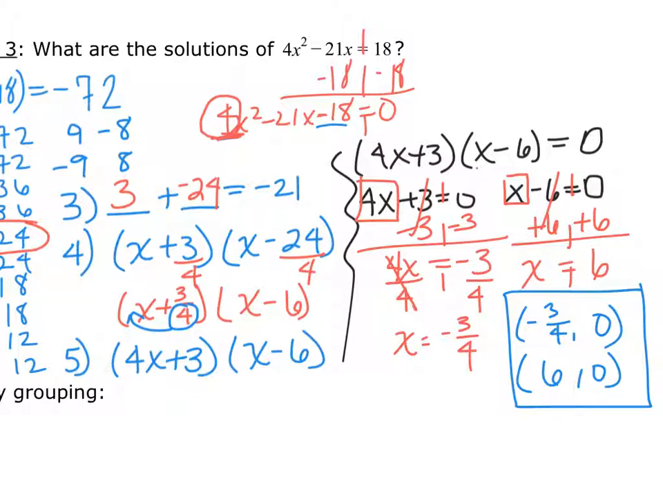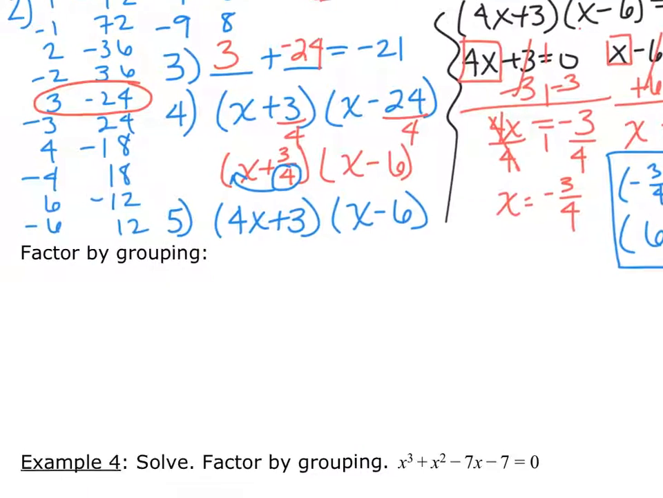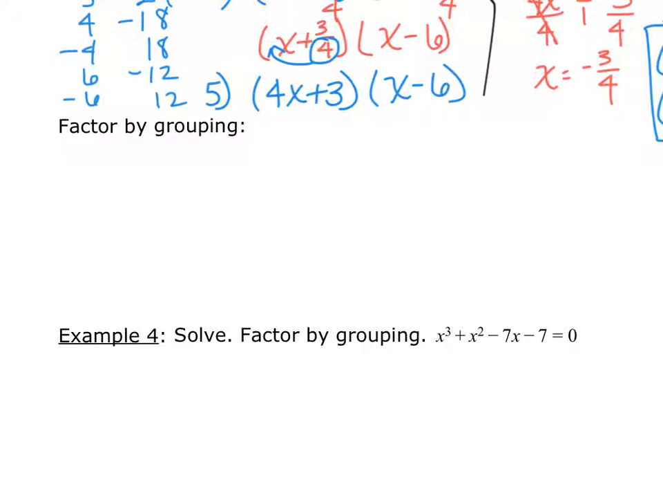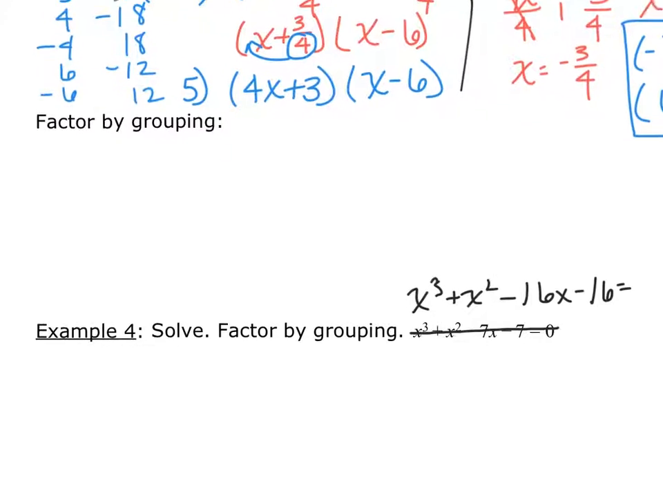All right. One last thing, you ready? Last example today. Okay. We're going to factor by grouping. And I need to make a change to my example here. I'm going to make this x cubed plus x squared minus 16x minus 16 equals 0.